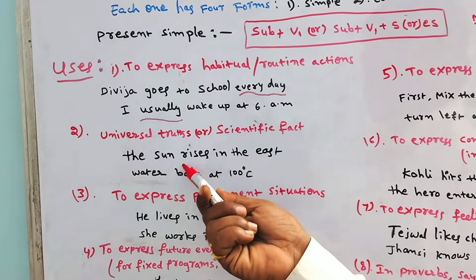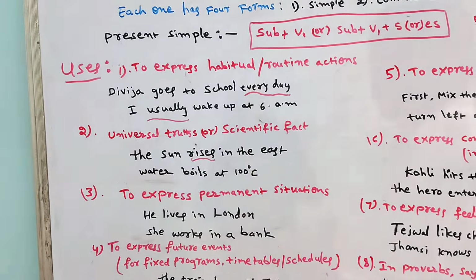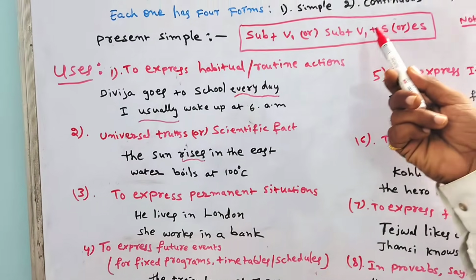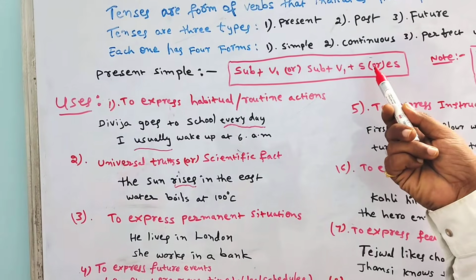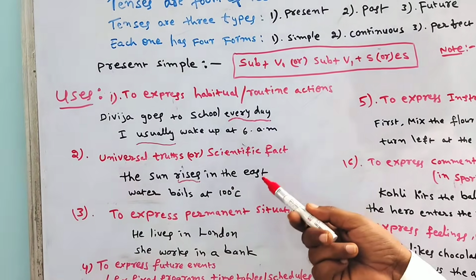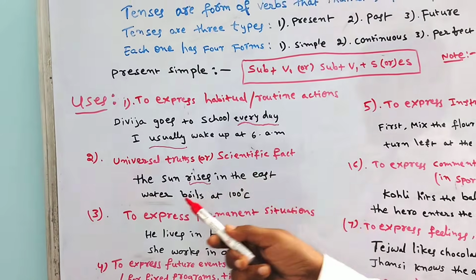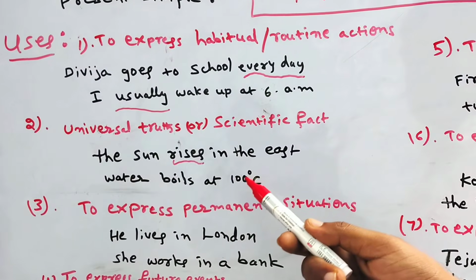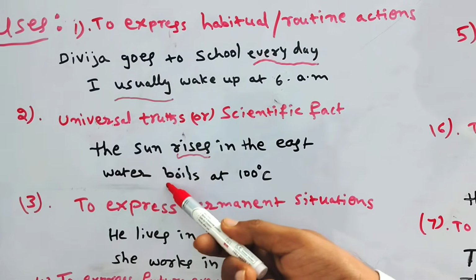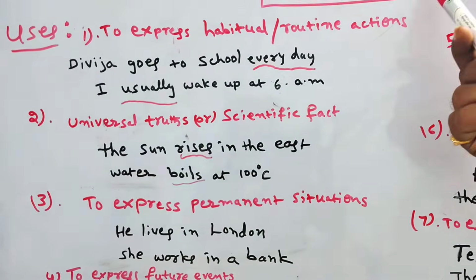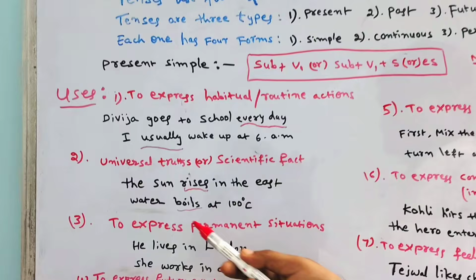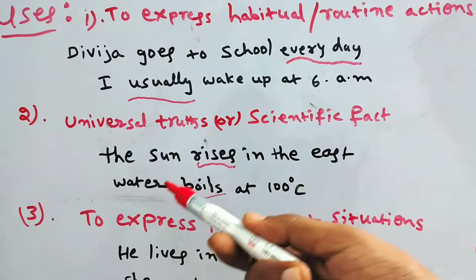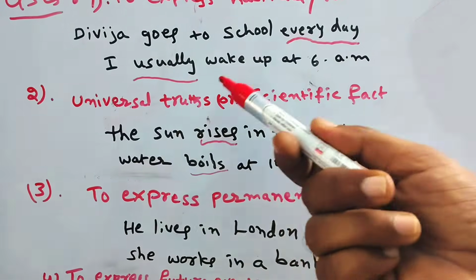Look at this verb, rises. I write this structure: verb plus s or es. The sun rises in the east. And water boils at 100 degrees Celsius. For these two verbs, I have given you the structure verb plus s or es, because these subjects are singular. Even water is considered a third person singular subject.